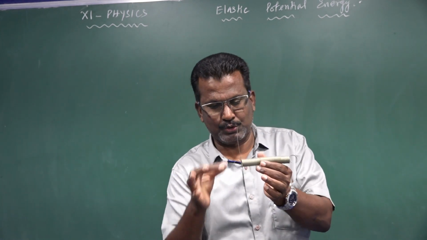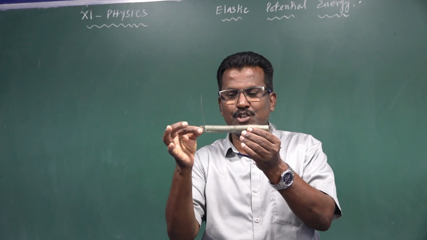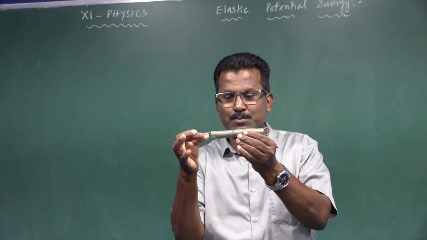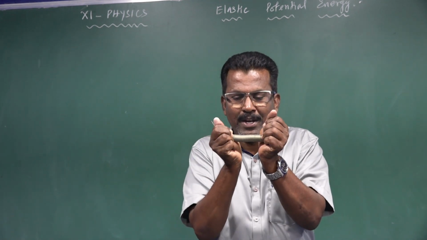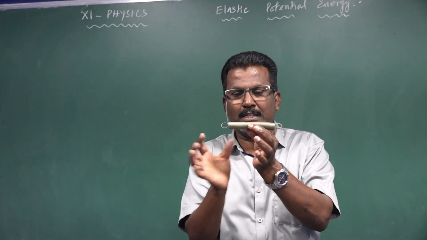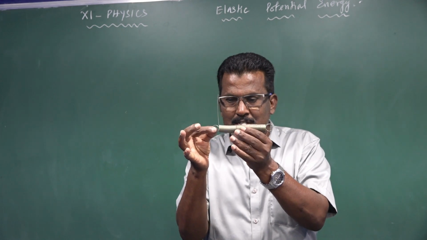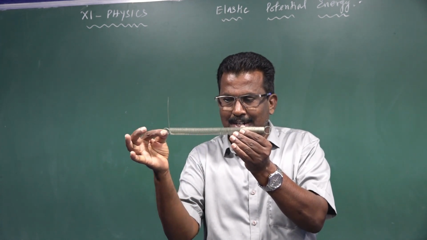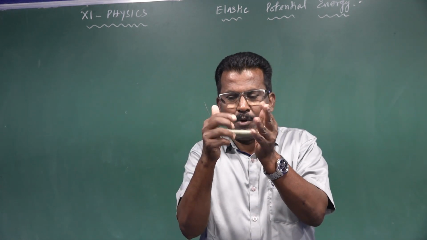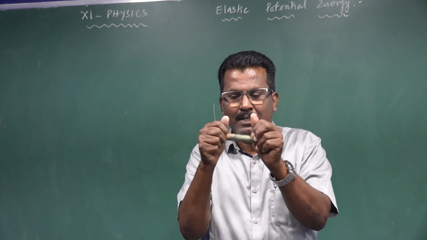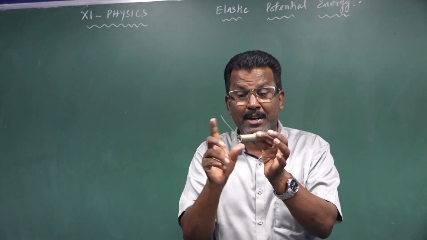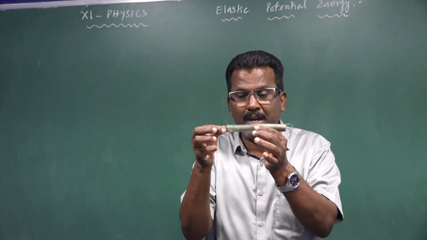If I am applying a force on a spring, the spring is stretching. If the same force is applied on the spring again, the spring is compressed. From the natural length, when a certain force is applied, the spring stretches a certain distance, or when compressed, it is compressed a certain distance from the original length. So why? Because of this force, the body has to be deformed.